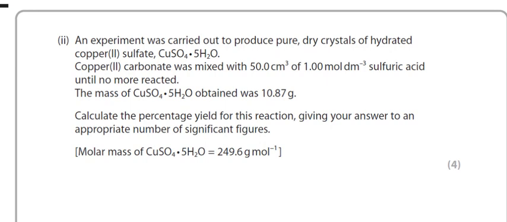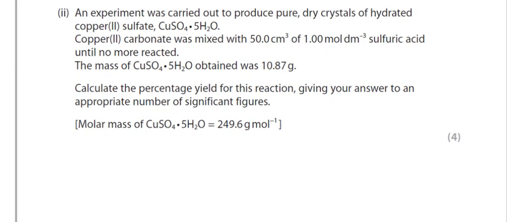problem, because your salt will be mixed with the acid. You can't remove the acid from the salt because both are solutions, right? So that's why, during crystallization of a salt, we always add the solid in excess, so you can filter it off at the end. The mass of copper sulfate pentahydrate obtained was 10.87 grams. Calculate the percentage yield for this reaction, giving your answer to an appropriate number of significant figures.